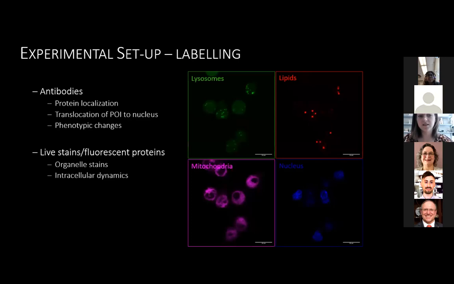Something else that is becoming very popular is using live stains or fluorescent proteins. So you can have endogenously expressed fluorescent proteins like GFP tagging your protein of interest, or you can have organelle stains like I have here. So for example, in green, we have a lysosomal stain. In red, we have a lipid stain. In purple, we have a mitochondrial stain. And then we have our nuclear stain. So if you wanted to look at intracellular dynamics, there are lots of proprietary dyes that you can use to label individual structures, and you can image them over time.